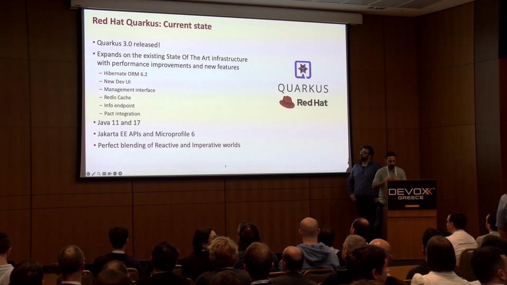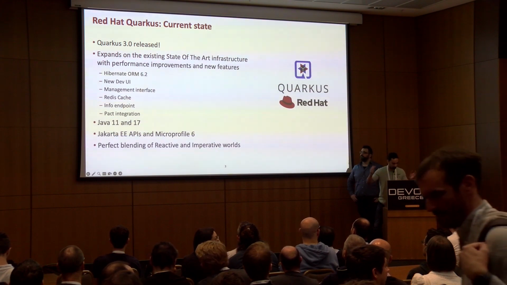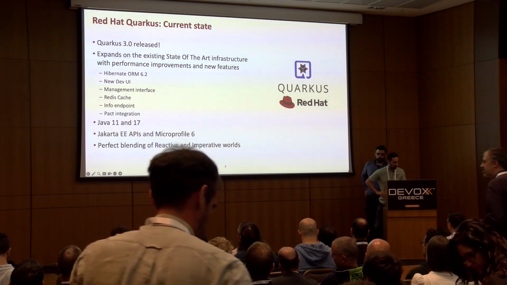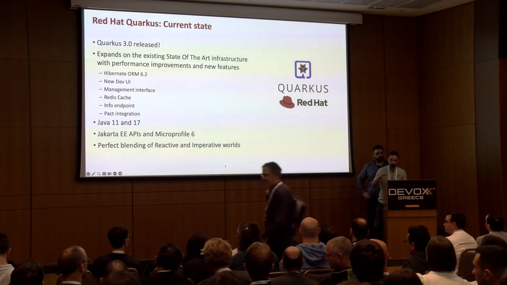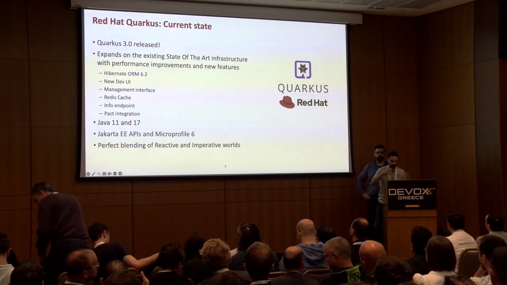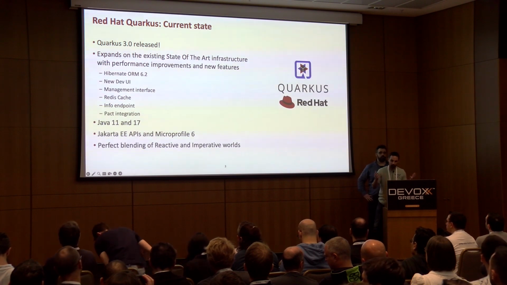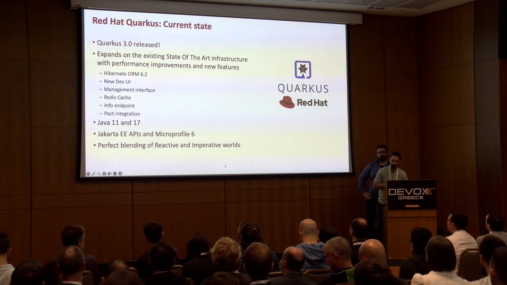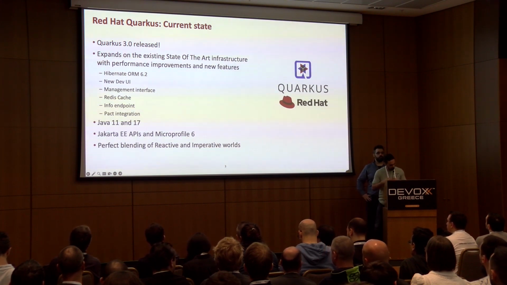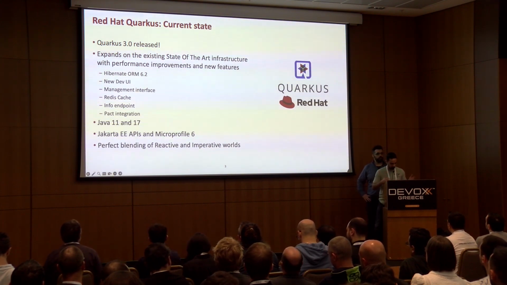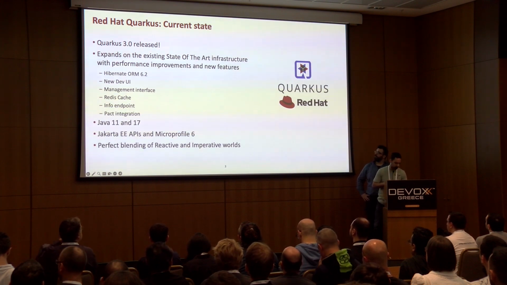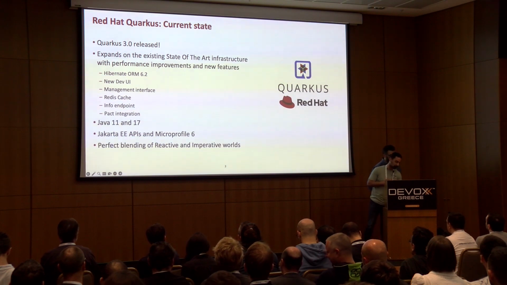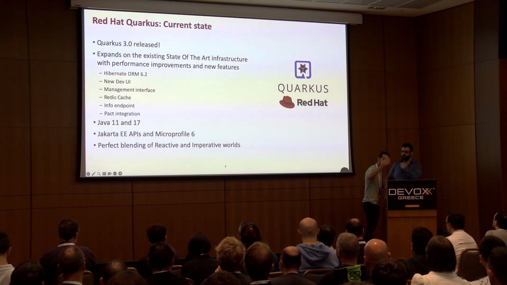There's a huge number of new features, but the most important ones are the new Dev UI, a management interface where you can run some privileged things on a different port. You have Redis cache support now. You have an info endpoint. You have Pact testing integration. And there are new MicroProfile and Jakarta EE APIs. So that's, in a really quick way, what's new with Quarkus 3. In case people were wondering, we can answer more in questions if you need.